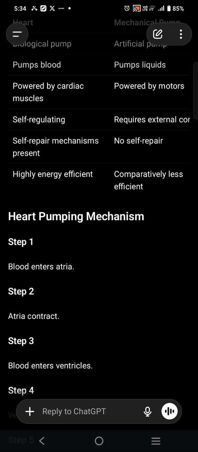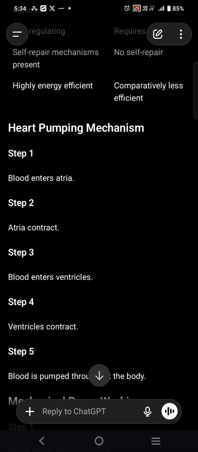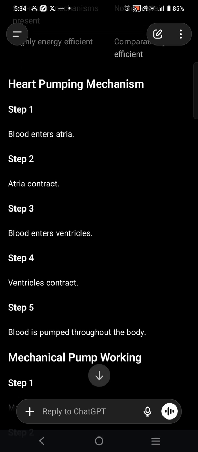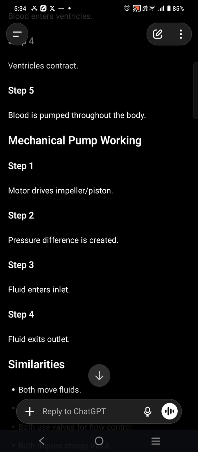Heart pumping mechanism: blood enters the atria, atria contract. Blood enters the ventricles, ventricles contract. Blood is pumped throughout the body.